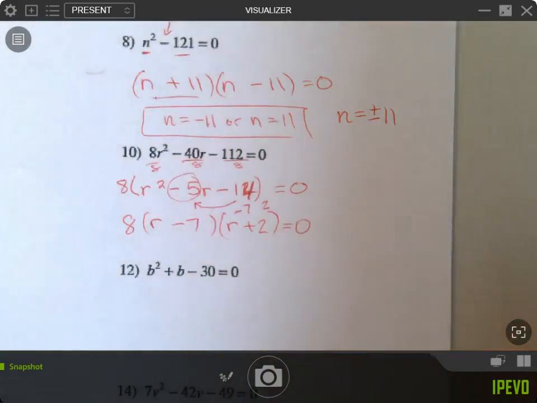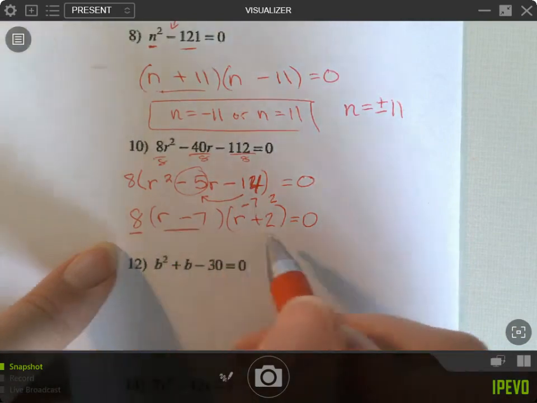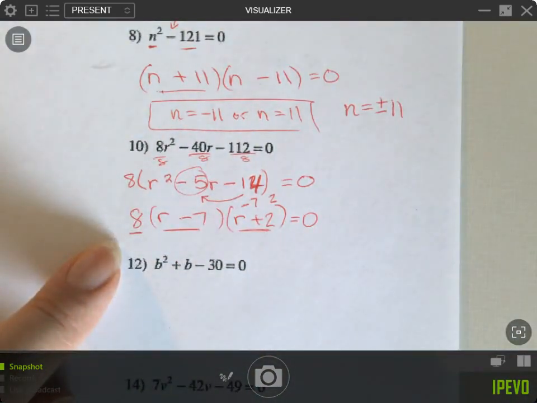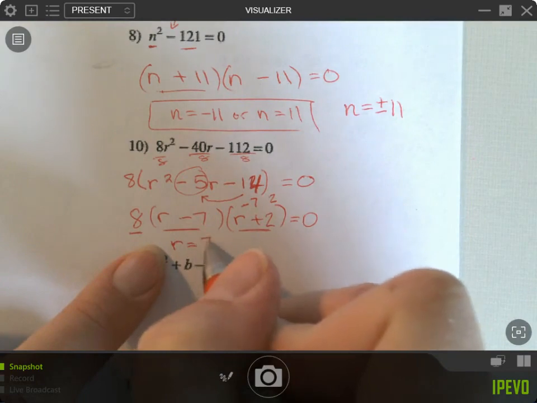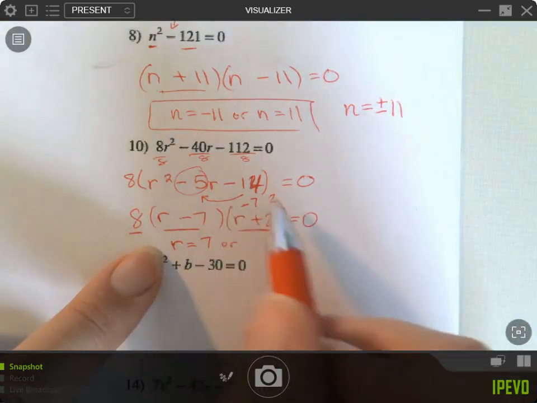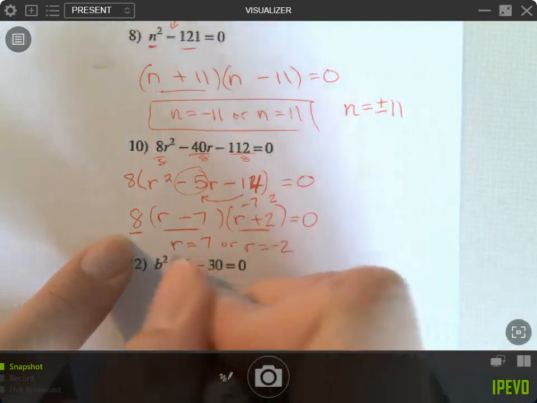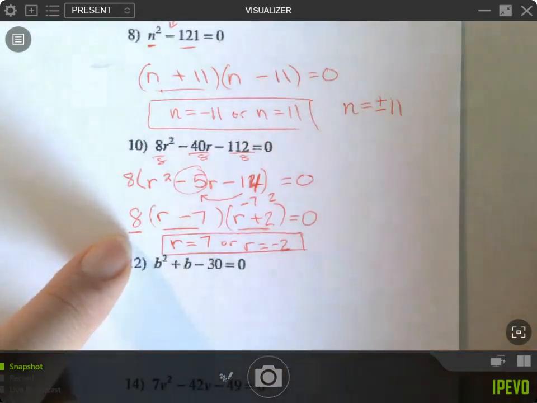Did I solve it yet? So I have 3 pieces here. I've got 8, I've got r minus 7, and r plus 2. Will 8 ever be 0? No. What would make this 0? 7 minus 7. If r was 7. Or what would make this 0? -2. If r was -2. So I can show my 2 answers like that, or I could put a comma.